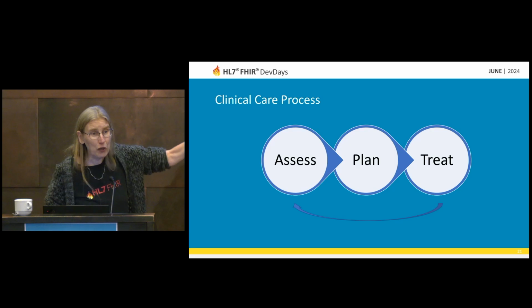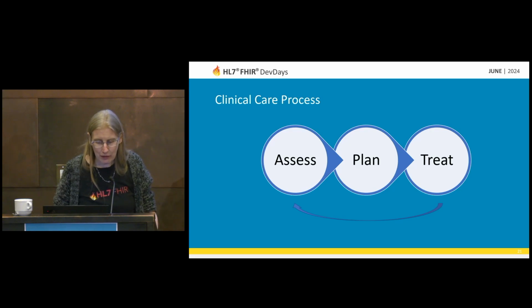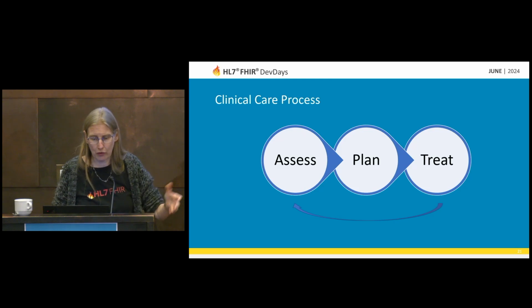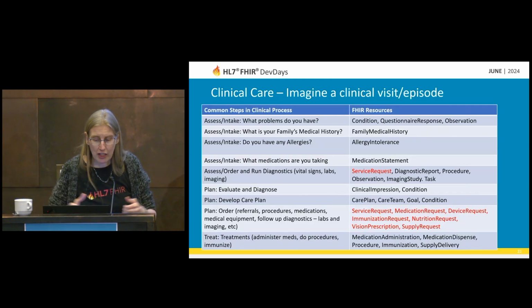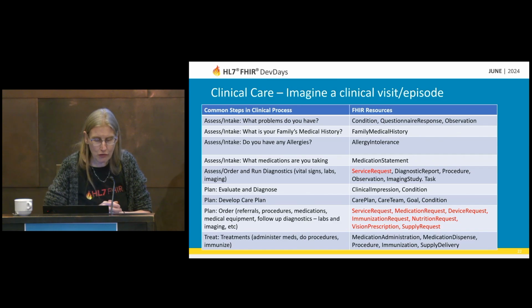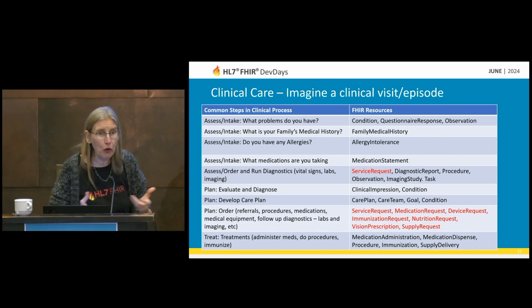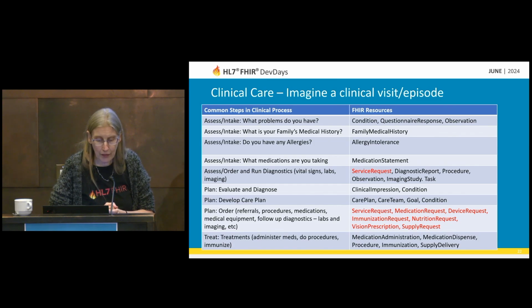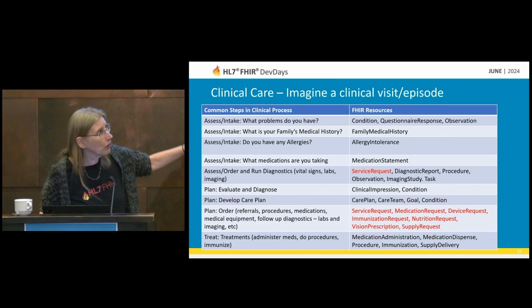Anyway. Clinical process, how do we represent that in FHIR? We assess, we plan, we treat. I think there's some looping that goes on. So imagine a clinical visit. We assess: what problems do you have? What's your family's medical history? Do you have allergies? What meds are you taking? Let's run some diagnostics on you: vital signs, labs, imaging. I'm going to have to order those, right? Get back those results. We're going to evaluate, we're going to diagnose. We're going to develop a care plan. Maybe we've developed a care plan already, because this kind of keeps going. And then we're going to do more orders to treat, right? Referrals and procedures and medications, and maybe we're going to send you home with a walker. I don't know, I hope not. And then there are the treatments themselves, and there are the observations themselves of those diagnostics. And all of those can be represented in FHIR.